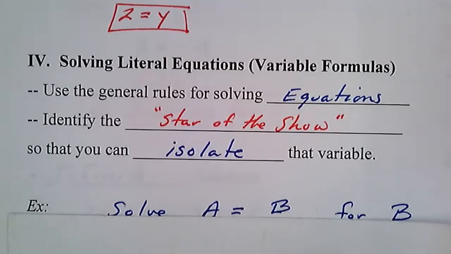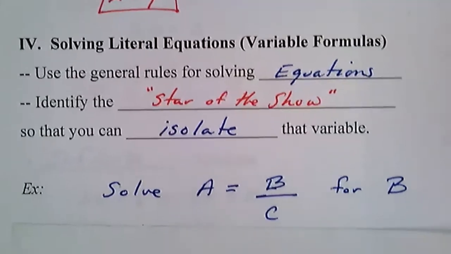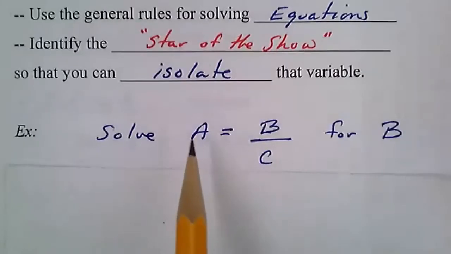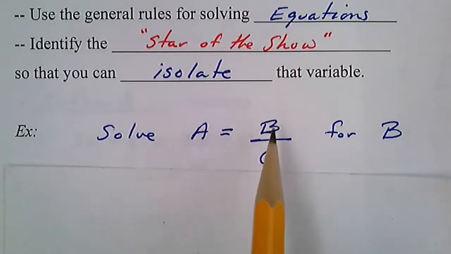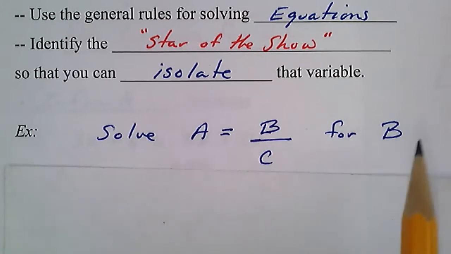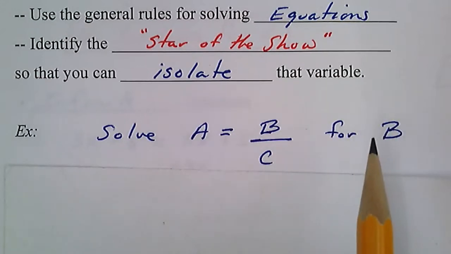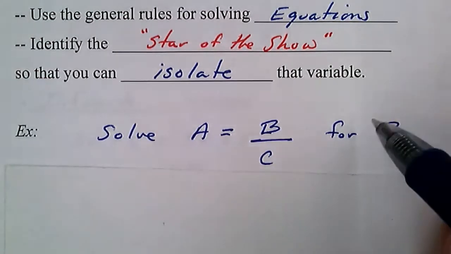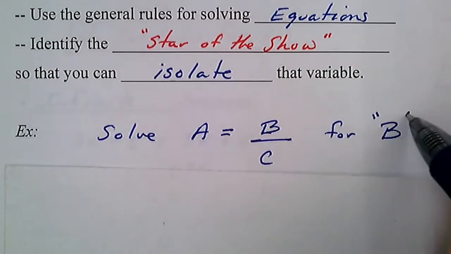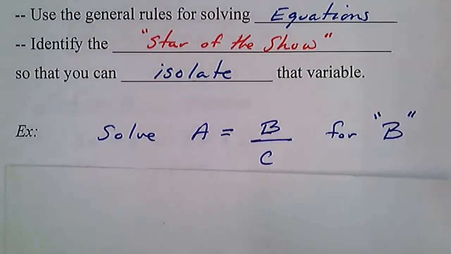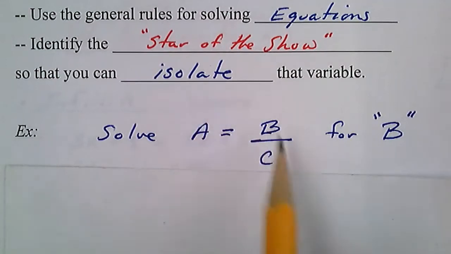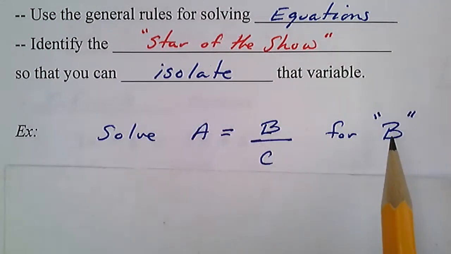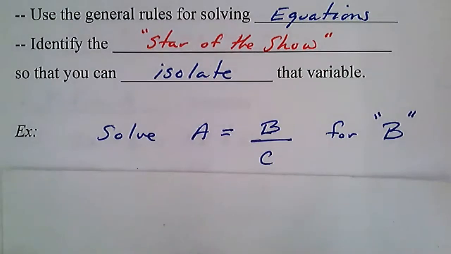All right, so I gave you an example here. Here's your equation: A is equal to B over C. But we want to solve for B. We want B to be the star of the show. Right now, A is the star. A is by himself. But we want to rearrange this equation so that B is all by himself. All right, so how do we do that?